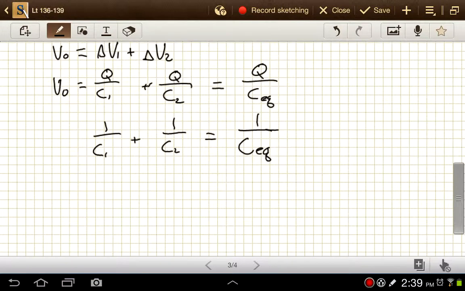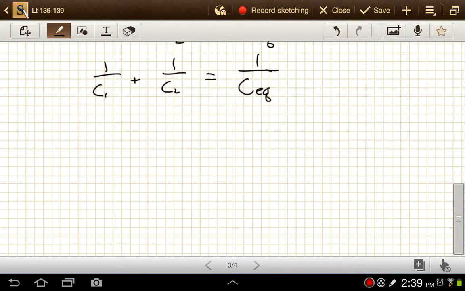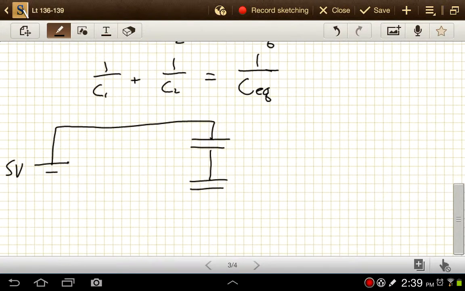So let's do an example with that. We'll say we have a 5-volt battery, and then 2 capacitors. We'll have 5.0 microfarads and 10.0 microfarads.